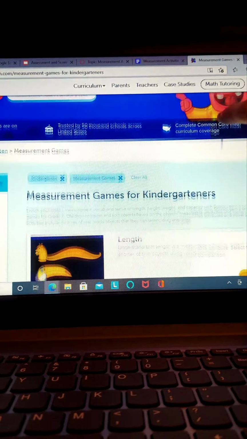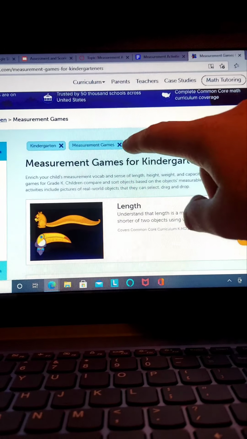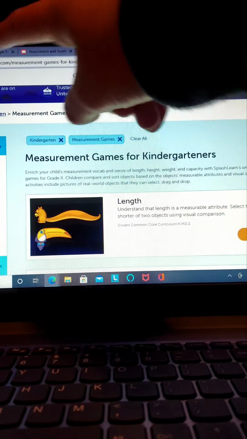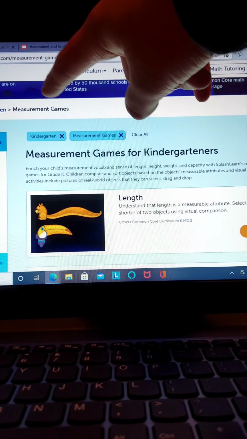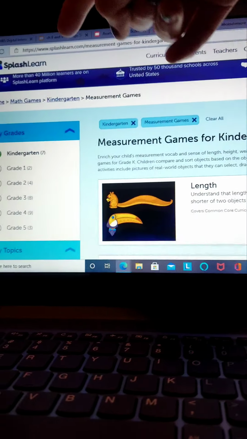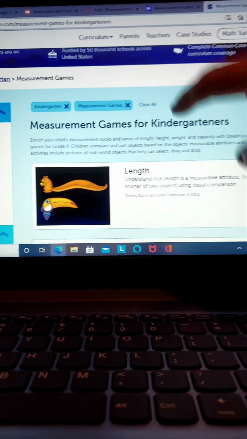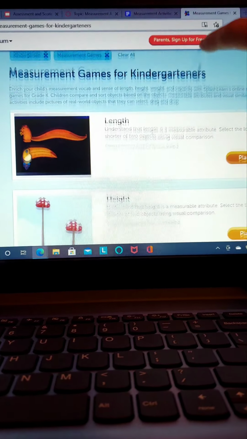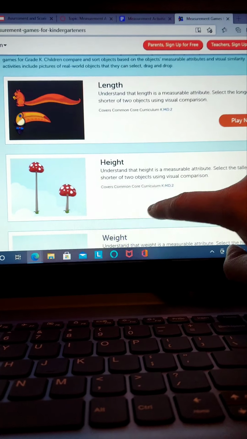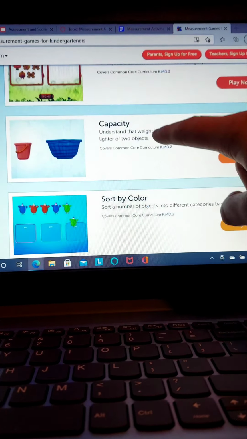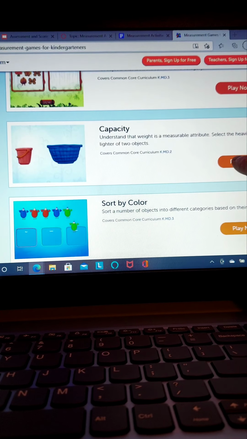So anyways, I went to kindergarten and I went to math games, and then math games, kindergarten, and then measurement games. And then I scroll down, there's length, height, and I went to capacity and play now.